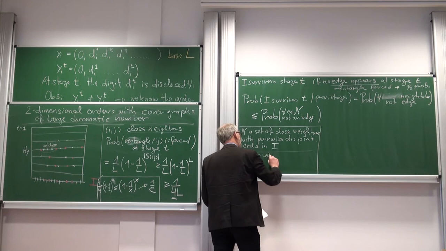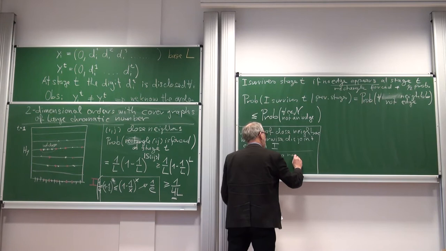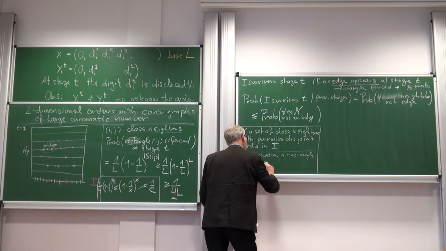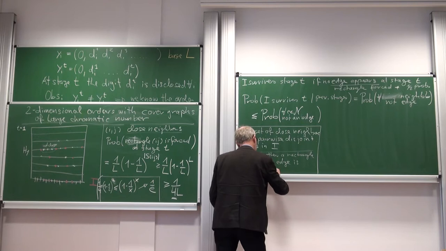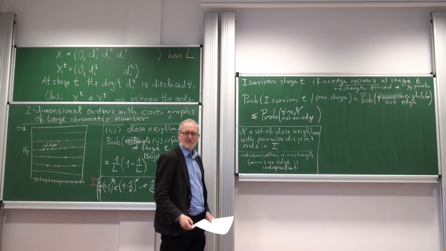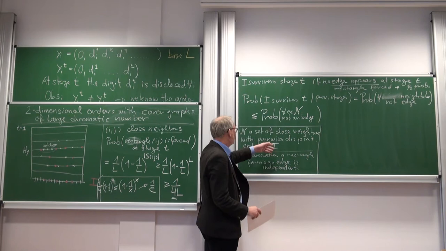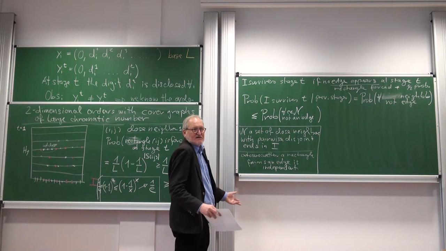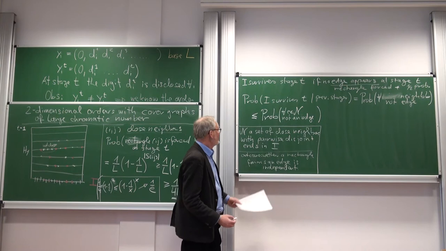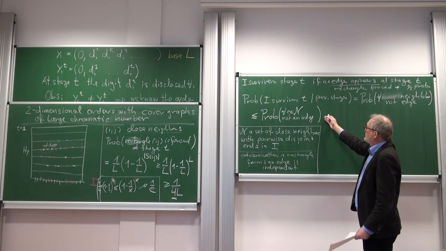whether a rectangle forms an edge is independent. For each of these pairs, it evolves into an edge with probability 1/2. Okay, and with this independence, we can convert this into a product.